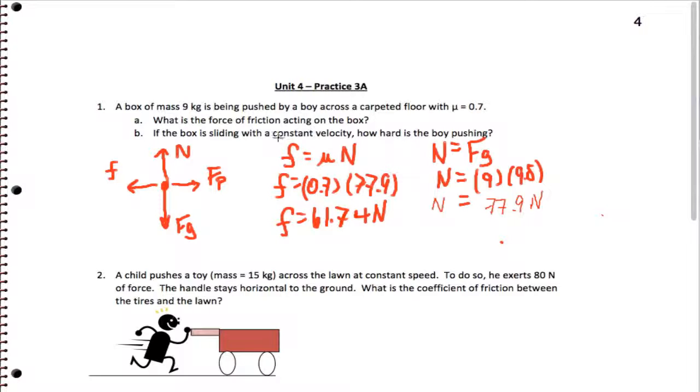Now, it says the box is sliding at constant velocity. Again, that indicates that the pushing force and the friction force are completely balanced. If they weren't, the box would either be speeding up or slowing down. So this tells us the force of pushing is also 61.74 newtons.